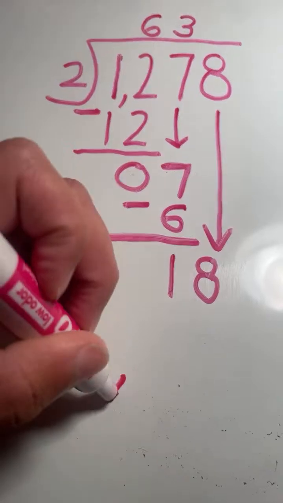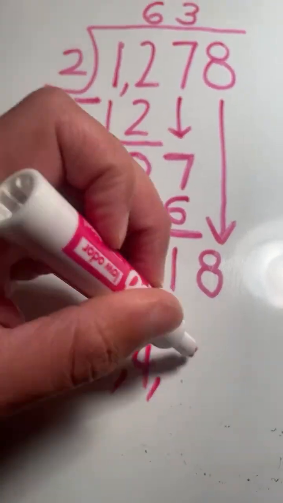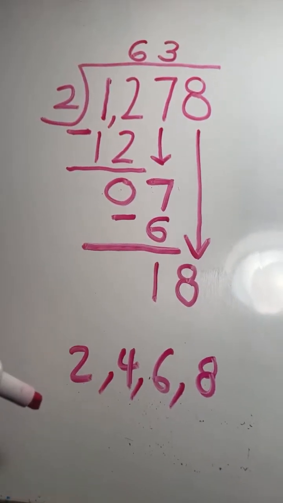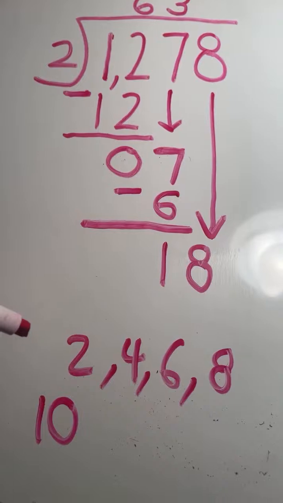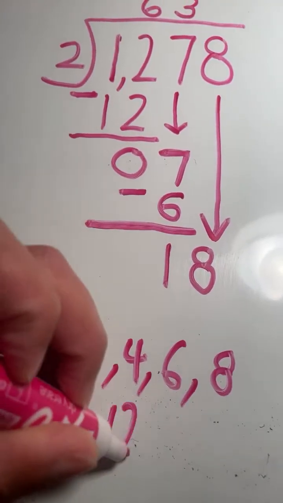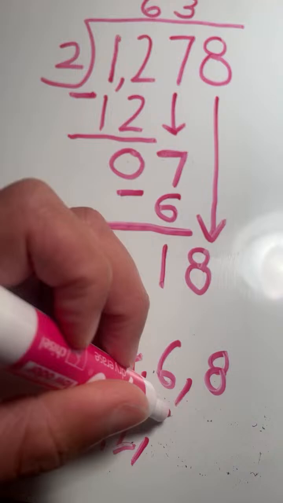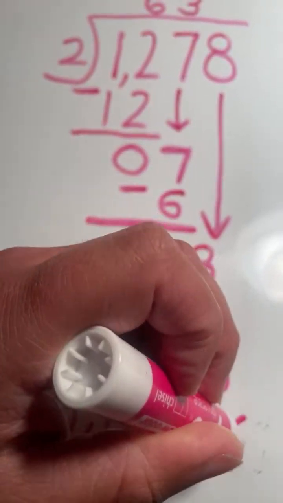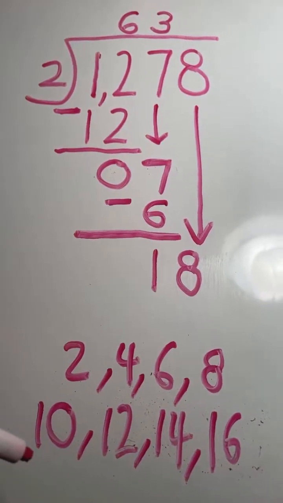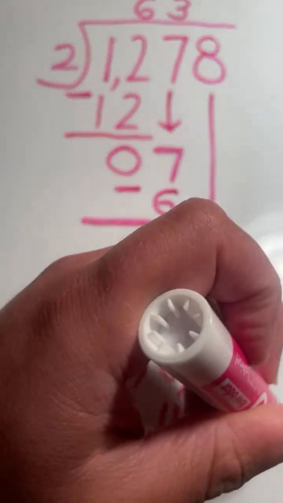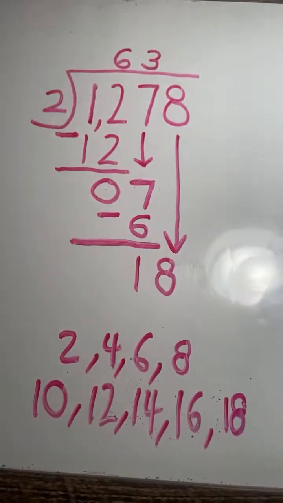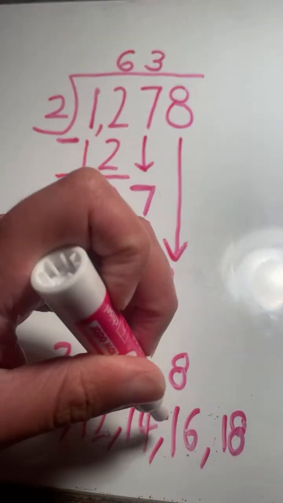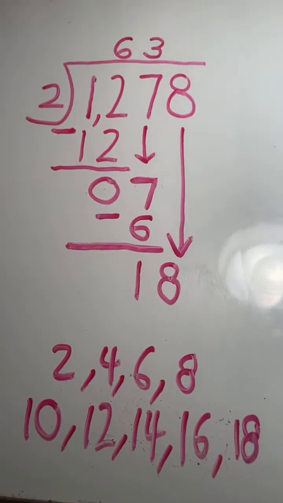2, that's 1 group. 4, 2 groups of 2. 6, 3 groups of 2. 8, 4 groups of 2. 10, 5 groups of 2. 12, 6 groups of 2. 14, 7 groups of 2. 16, 8 groups of 2. 18, 9 groups of 2. I ended up counting by 2s 1, 2, 3, 4, 5, 6, 7, 8, 9 times to get to 18.